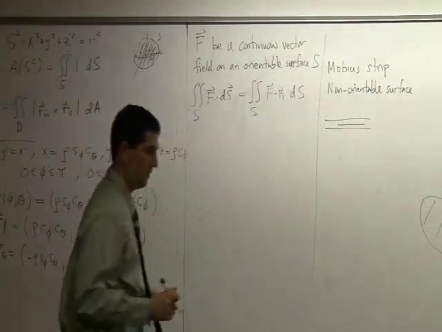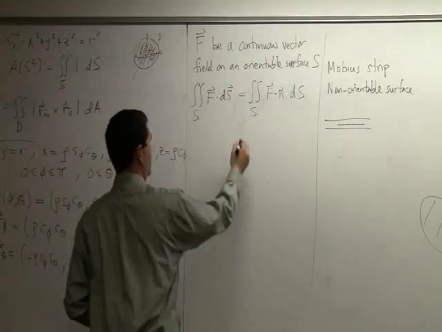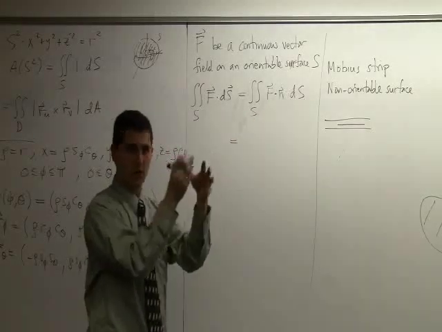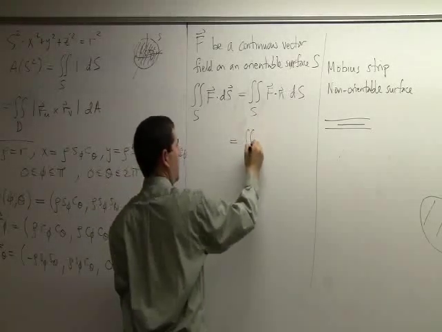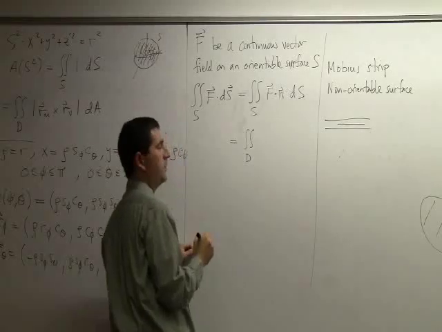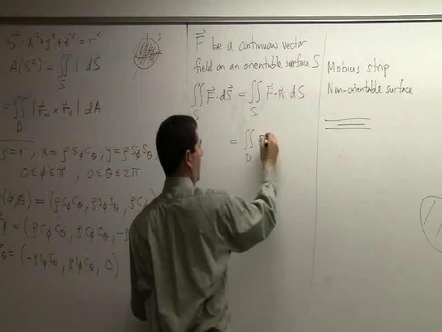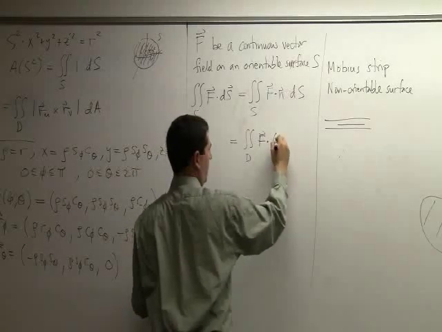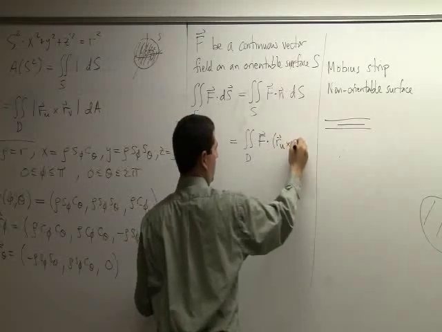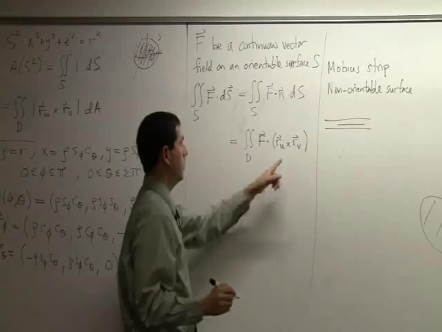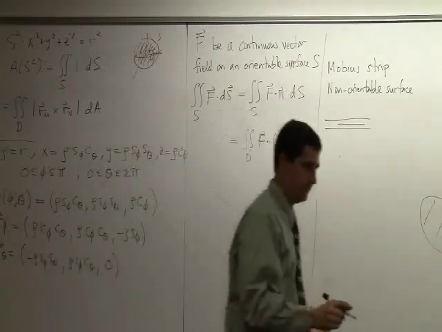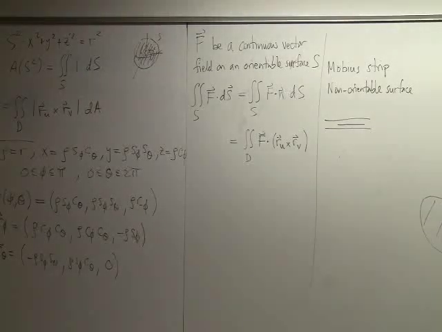So I'll skip some of the details here and just say that this ends up equaling, if again this surface encloses a region D, the double integral over D of the dot product of F with the cross product of r_u and r_v, where again here r is parameterizing S, and it's a function of u, v.